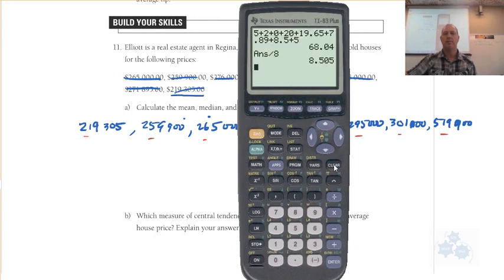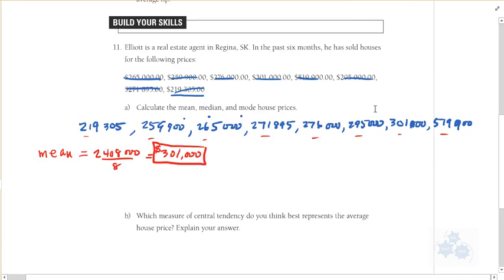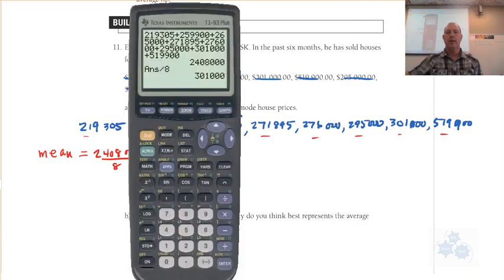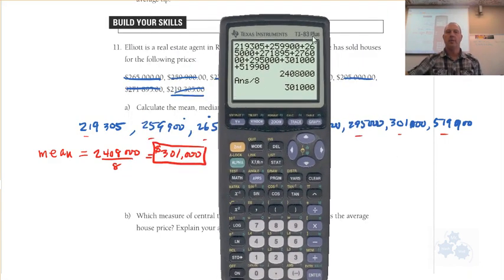So on your calculator, you would go 219,305 plus, and I'll let you do that on your own here now. All right, so for a mean, if you add up all these numbers, and I think I've done this correctly, you get 2.4 million, about 2,408,000, and you divide by the number of numbers that you added, that's 8, you should get 301,000. Anybody else get that number? Yes? Okay. So that's the mean.